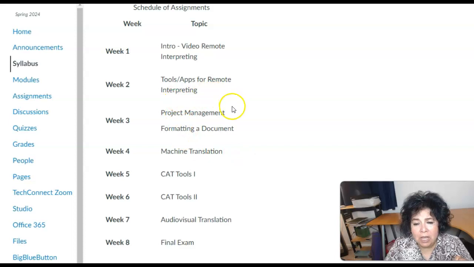This is what we're going to be talking about in week 1. We're going to talk about remote interpreting, an area that I'm very passionate about because I've done it for the past 6-7 years mostly. And then also, what are some of the tools that you need to know, and what are some of the apps? How do you need to be savvy in technology to be successful in video remote interpreting? Week 3, we're going to talk about project management. You're going to be formatting a document. Also in week 2, you're going to use a Google Doc for creating a glossary. And then we're going to talk about machine translation, the different types out there.